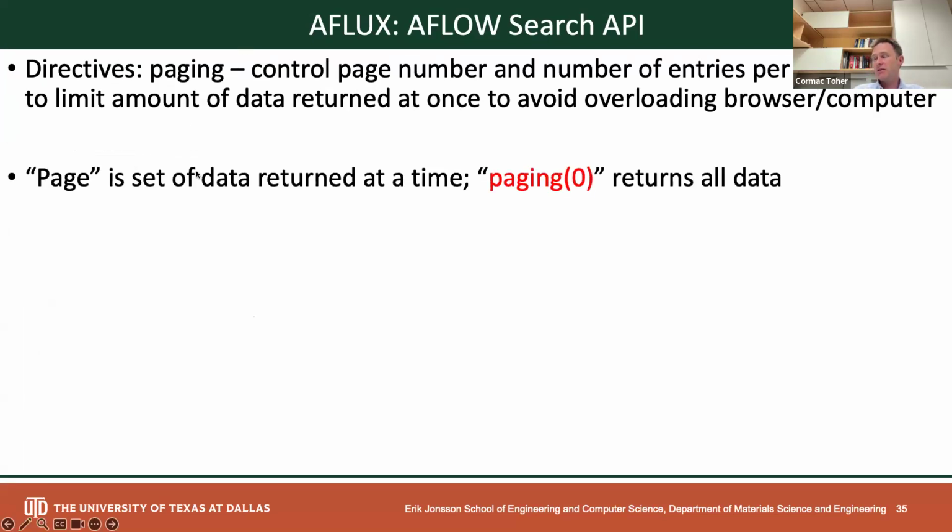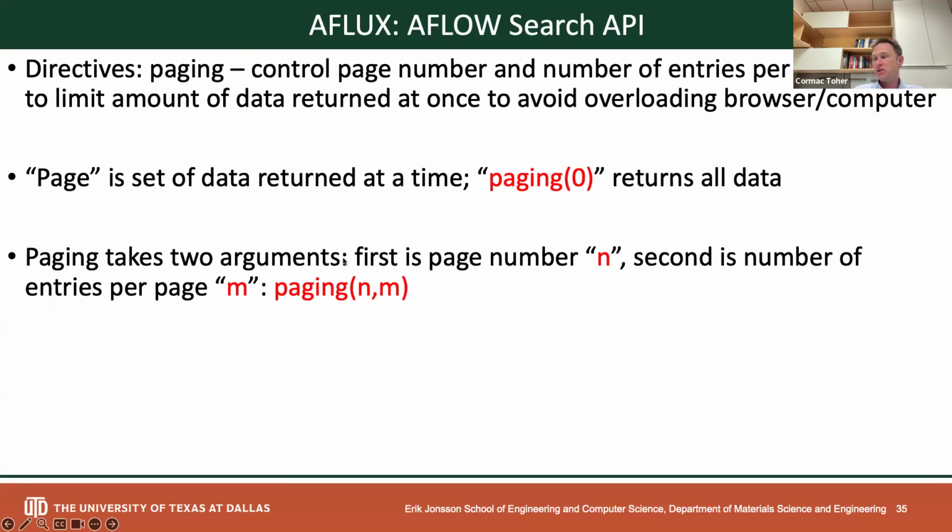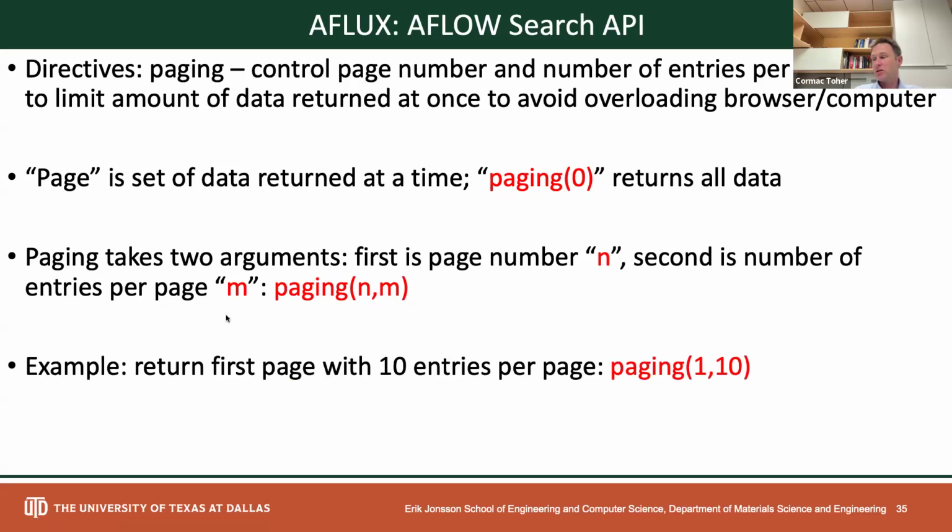So page is the set of data returned at a time. Paging 0 in AFlux will return all data. Paging takes two arguments. The first argument is the page number n, and the second is the number of entries per page m. So if you want to return the first page with 10 entries per page, this is paging 1, 10.